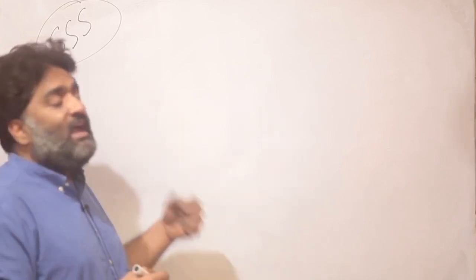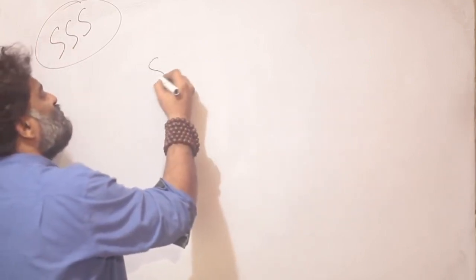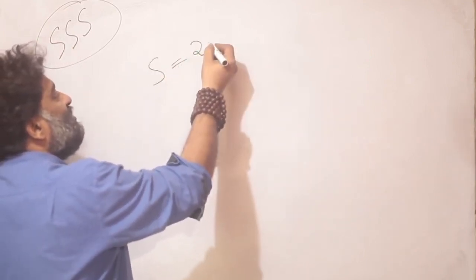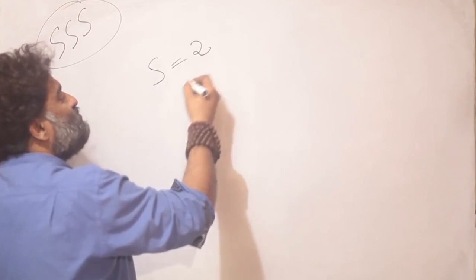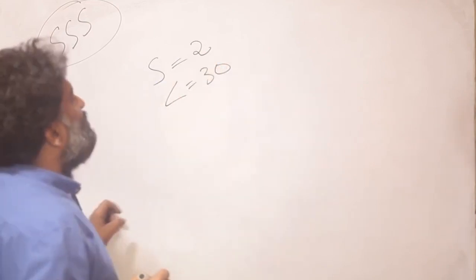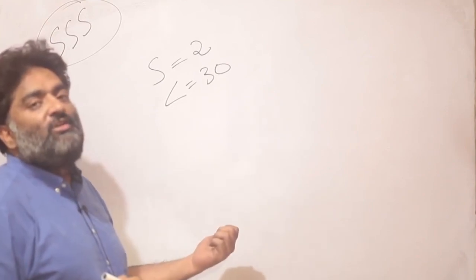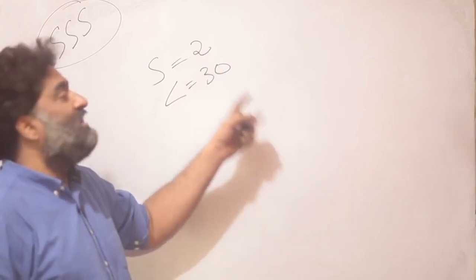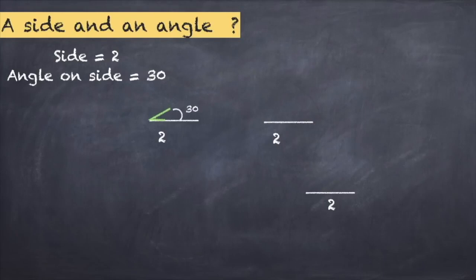Now I go further and I give you more information. I say there are two triangles. It is given that one of the sides for both the triangles is 2 and one of the angles on the same side is 30 degrees. So are the triangles going to be congruent to each other? Two different triangles have the same side and the same value of corresponding angle. So again, will these triangles be congruent to each other?